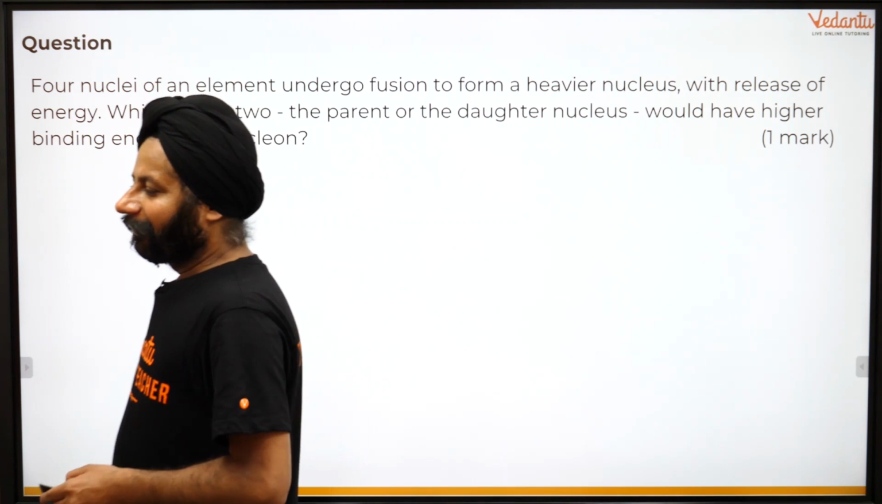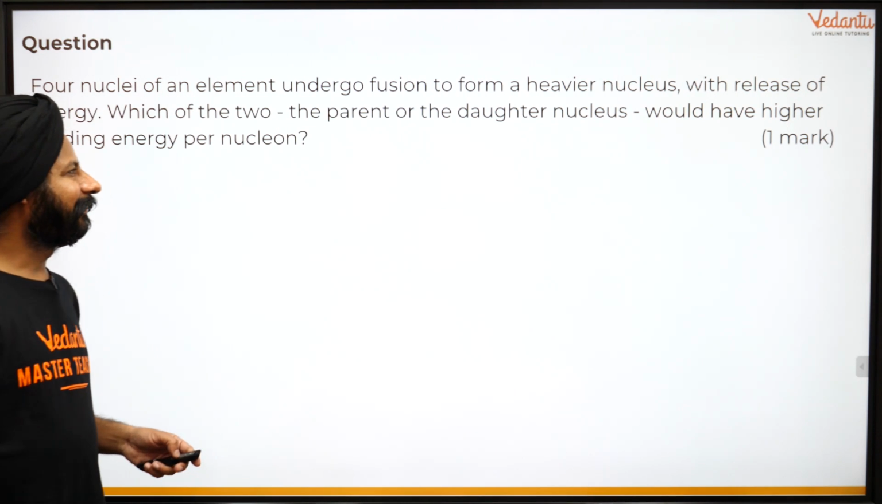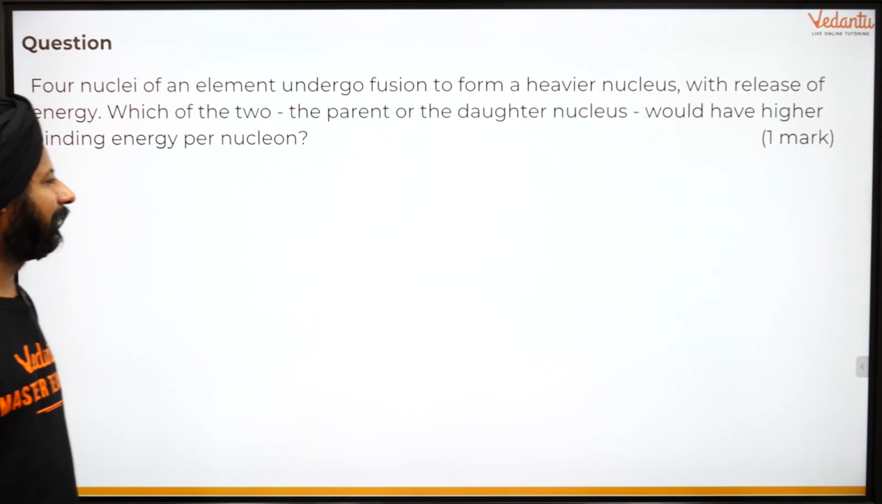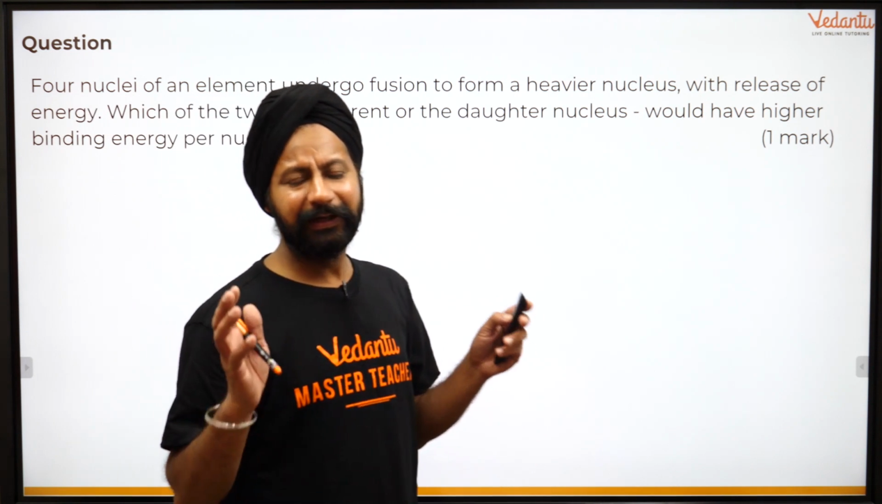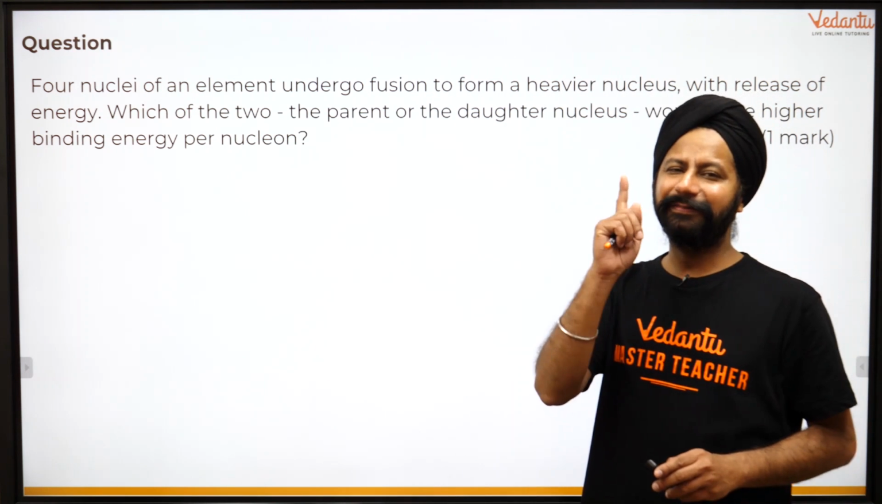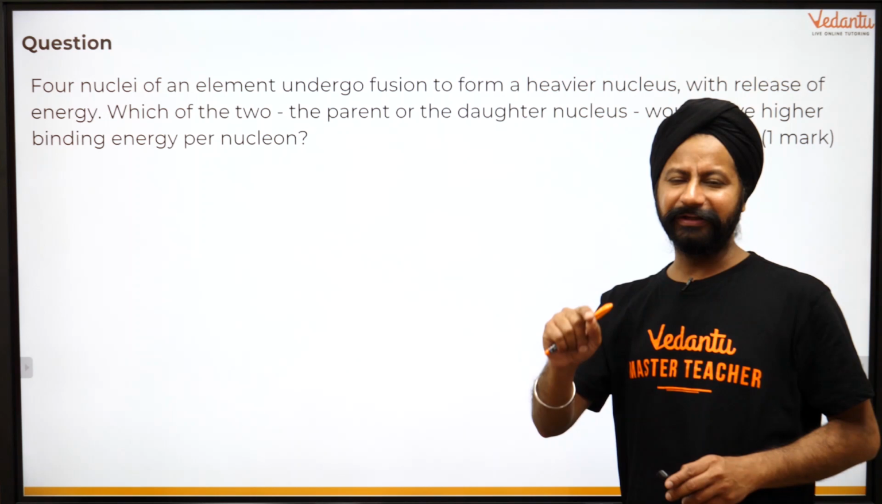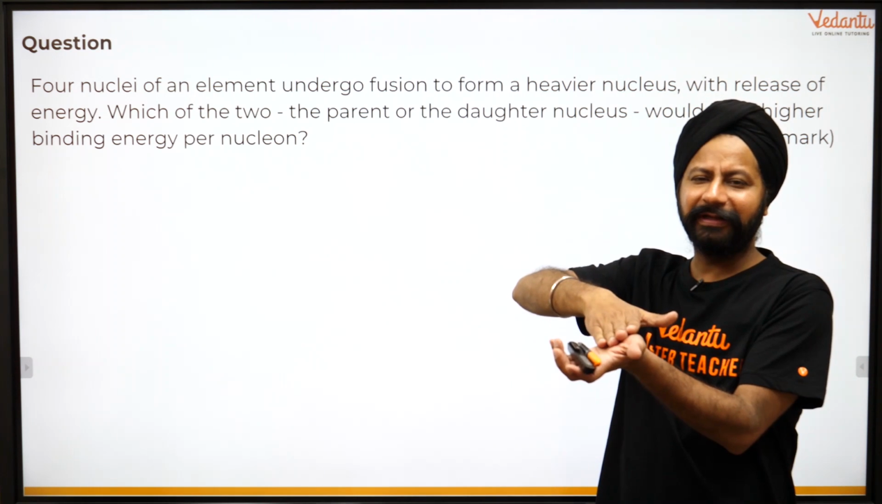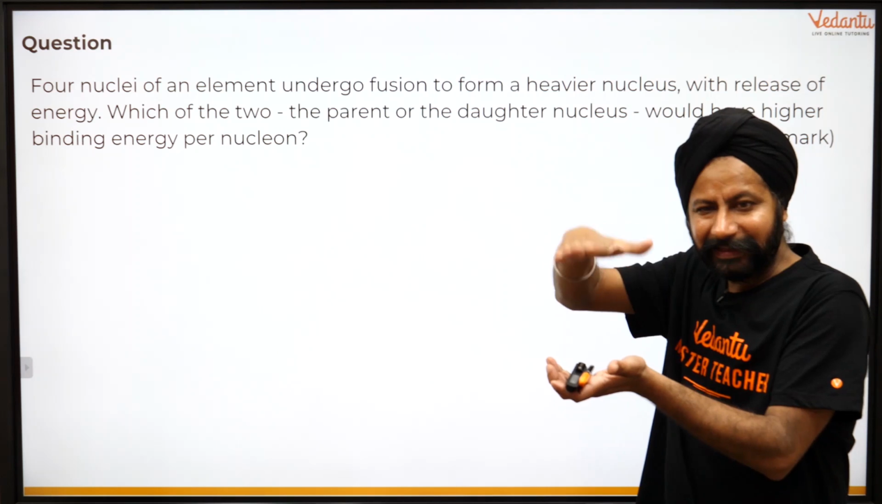Now read this. If you have understood the first graph I showed, then it's a piece of cake. Four nuclei of an element undergo fusion to form a heavy nucleus with release of energy. Which of the two, the parent or the daughter, would have a higher binding energy? First, think about why they would unite. They would unite if there is more stability. It's a law of nature that things want to be stable. I dropped this pen and it came down. Why did it come down? Because it was more stable down here. Right, there is less energy now.